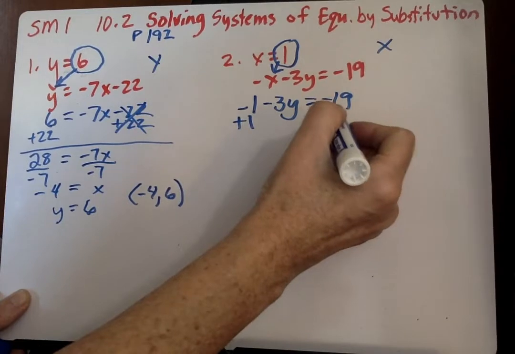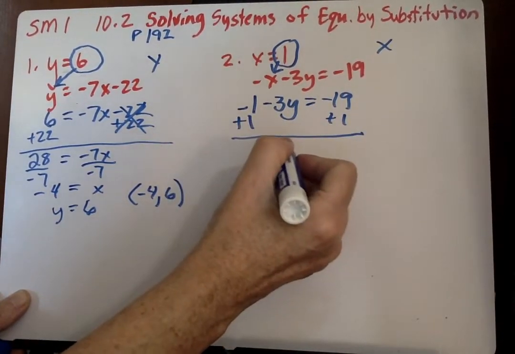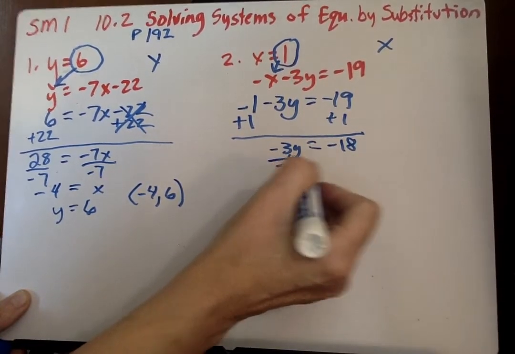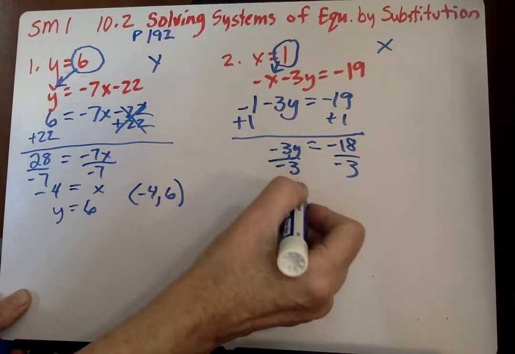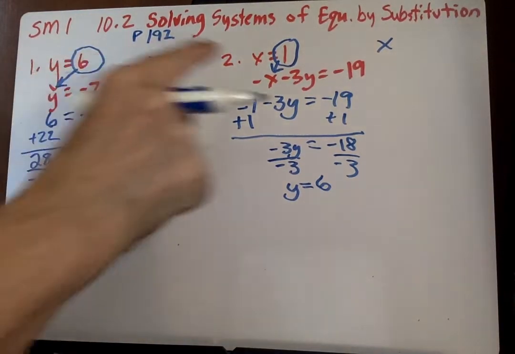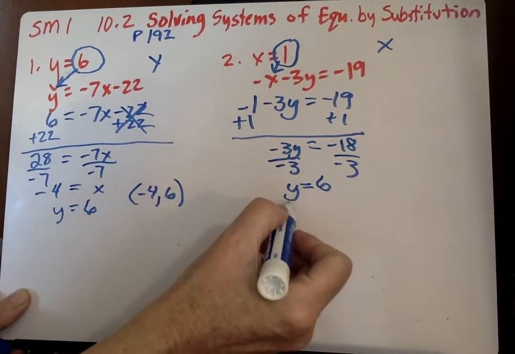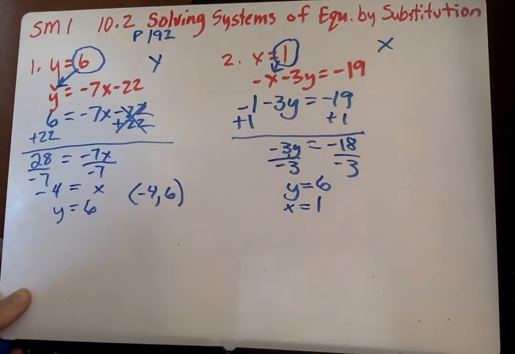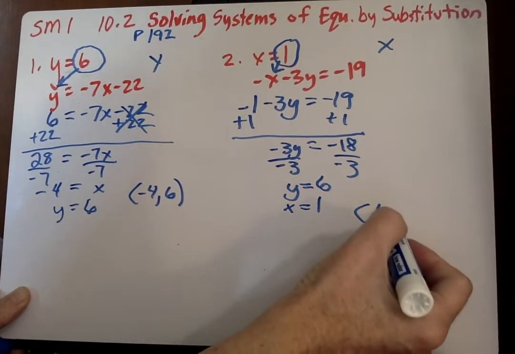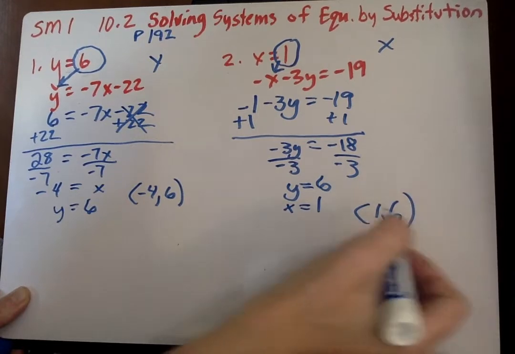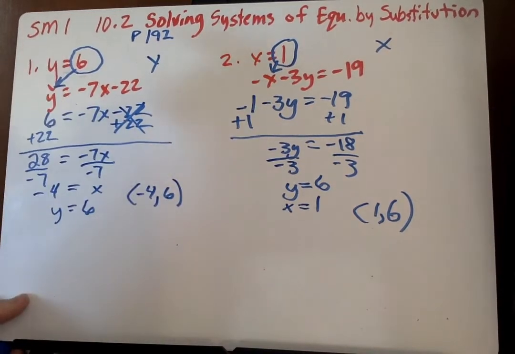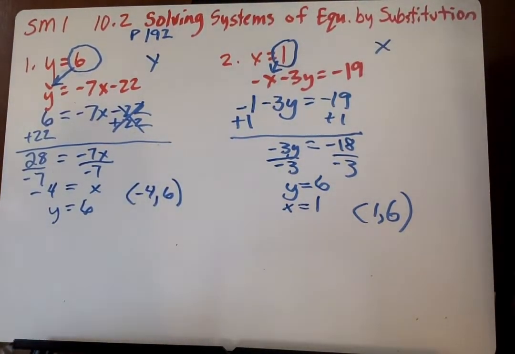Add 1 here. Negative 3y equals negative 18. Divide by negative 3, y equals 6. Okay. Now again, in this situation, we already know what the x value is. We're going to put x equals 1. Then we put them in ordered pair form, and that is going to be 1, 6. You always want to put your x first. That's where some people make mistakes. They think just because they solved it, that's going to be the x value. So pay attention to which one's x value and which one's y value.